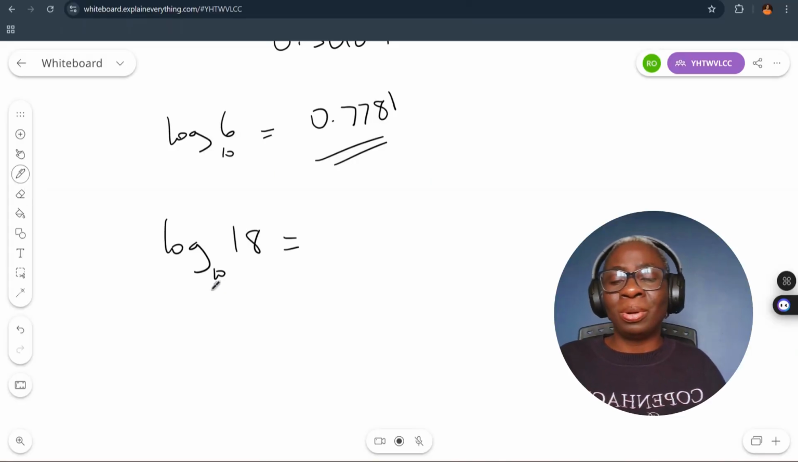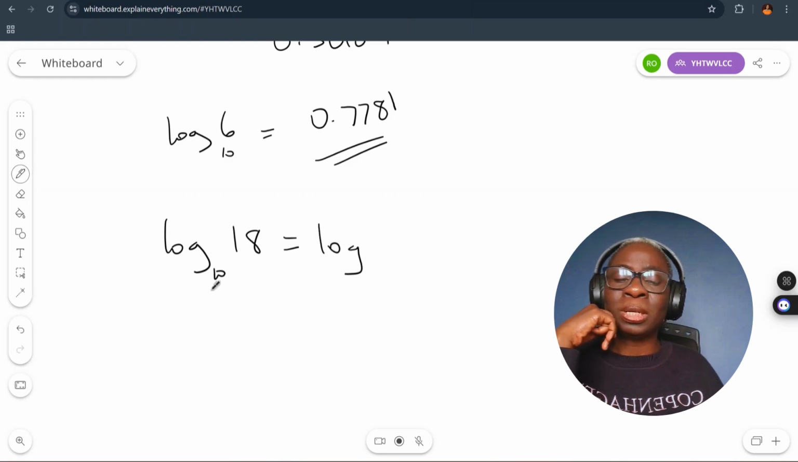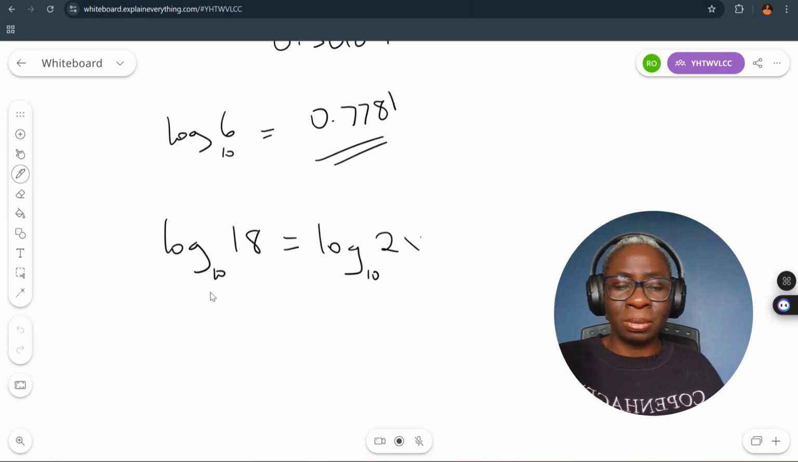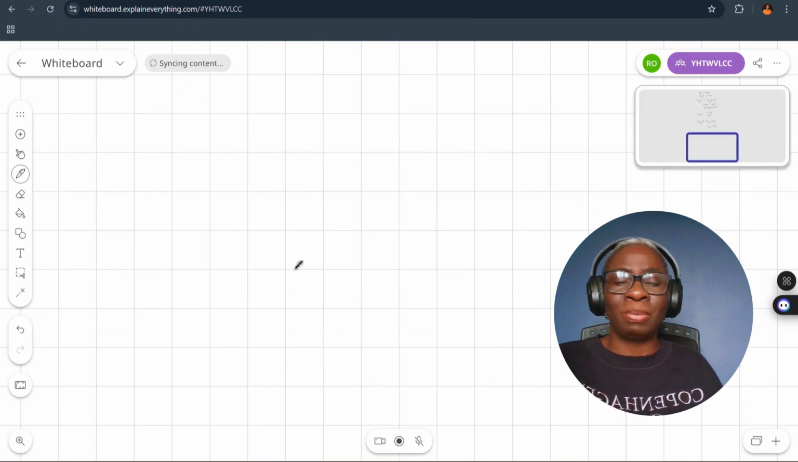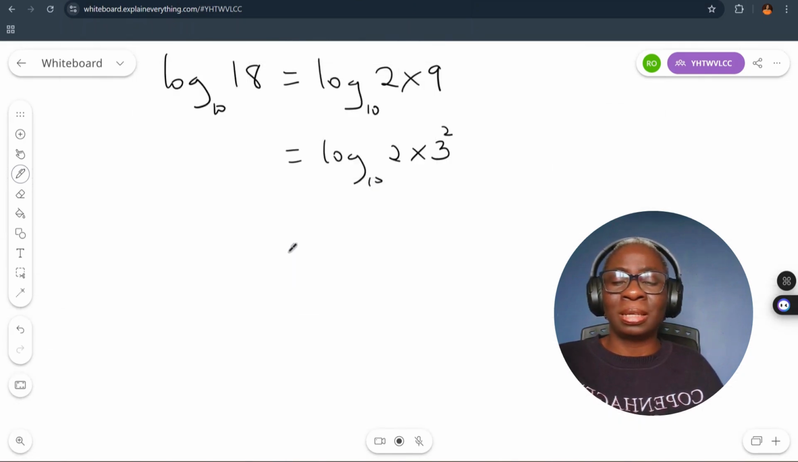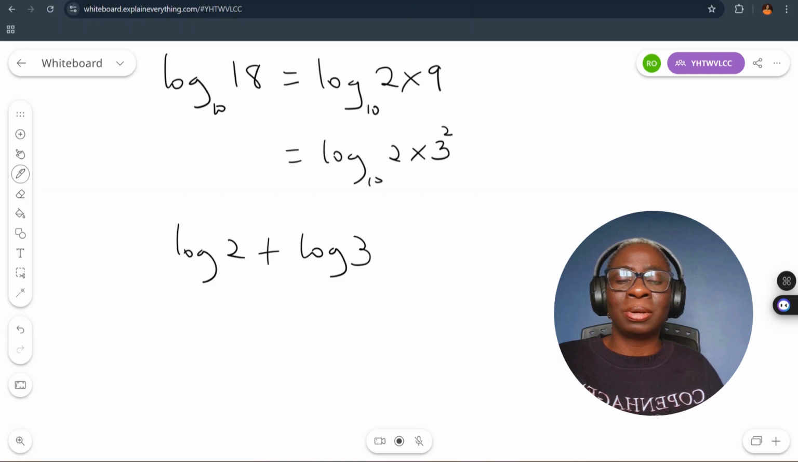So how do we break down log 18 to give 2 and 3? Let's try. This will be log base 10. 18 is 2 times 9, right? And we still have to break 9 down. So this will be log base 10, 2 times 3 raised to power 2. Let's simplify further: log 2 plus log 3 raised to power 2, and log 3 raised to power 2 is the same thing as 2 log 3.